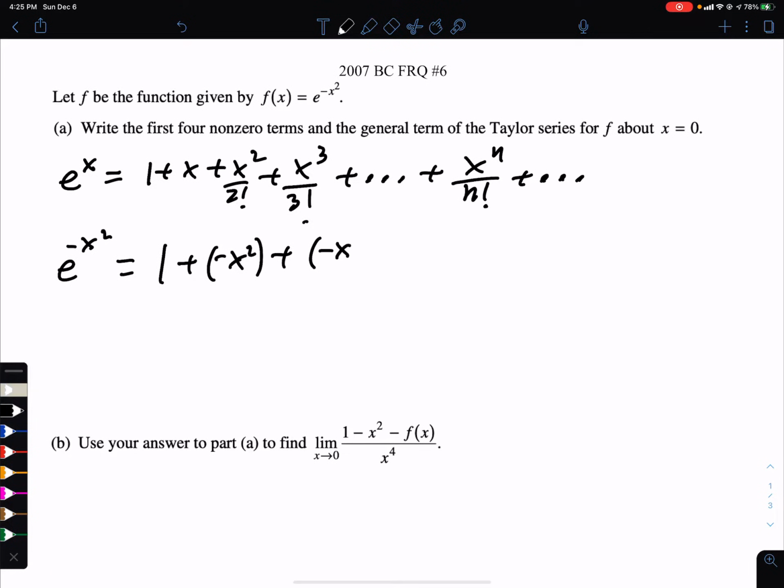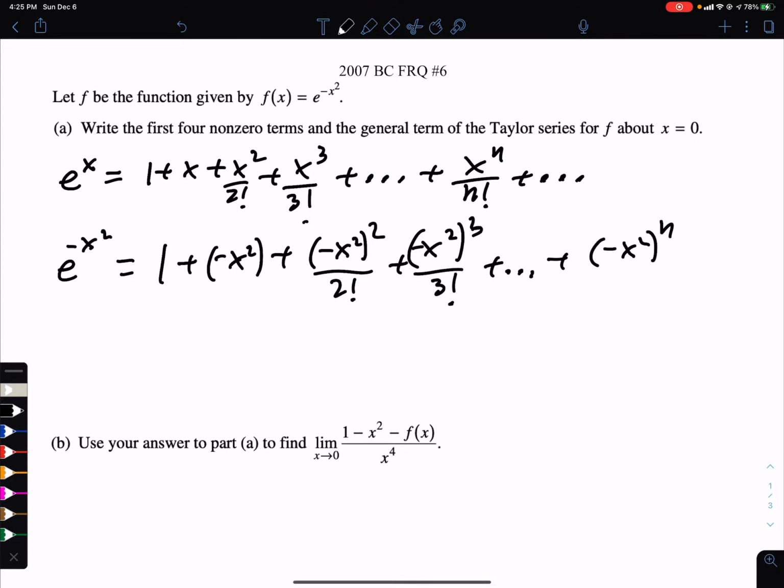Replace each of these. And we're going to have to do more work than just that because that's not going to be the proper form of a Taylor series. So we'll have to deal with that. Okay, so Taylor series needs to be x to a power. It can't be x squared to a power. That's not bueno. So we need to rewrite this.